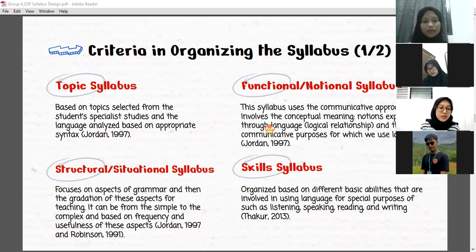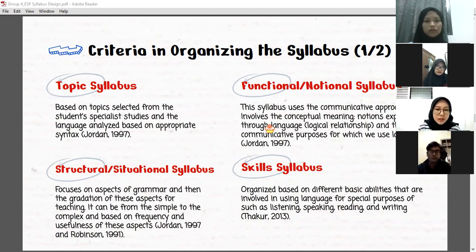Structural syllabus focuses on aspects of grammar, for example, verb tenses, sentence patterns, articles, nouns, and etc. And then the gradation of these aspects for teaching can be formed from the simple to the complex and based on frequency and usefulness of these aspects, according to Jordan in 1990 and Robinson in 1991.